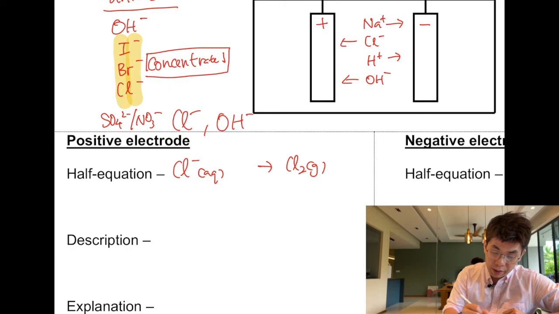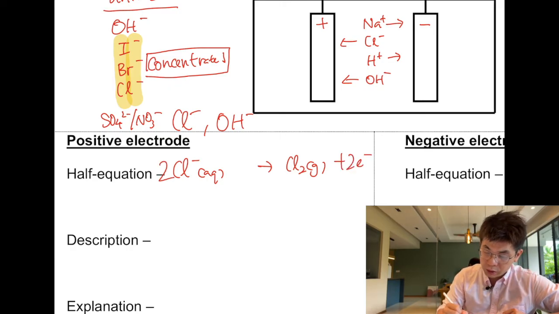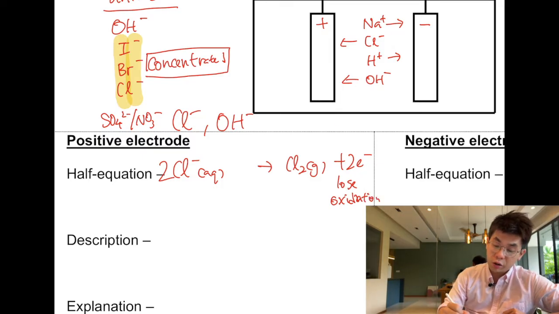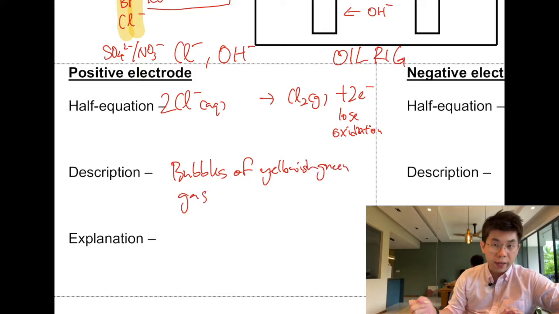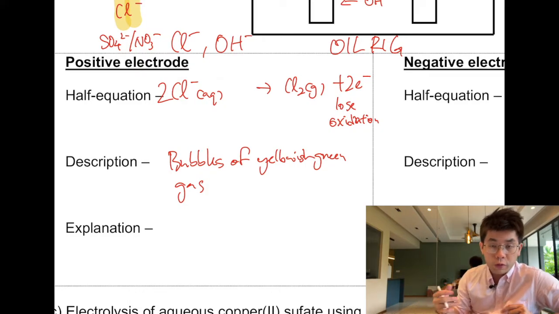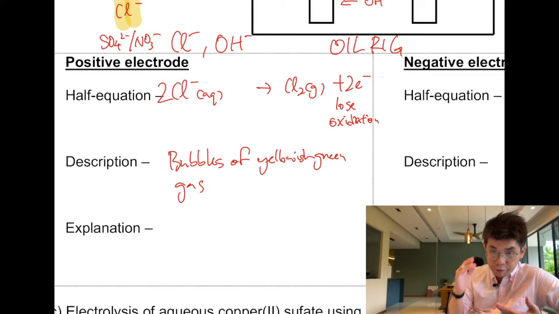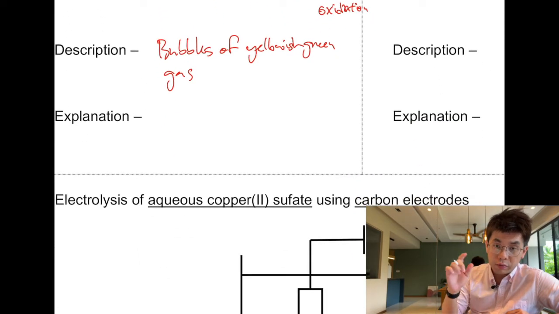Now I balance it, with 2 electrons on this side. I know this one is losing electrons, so this is oxidation. Lose electrons, oxidation, OIL RIG, just to remind all of us again. Describe it again: I see bubbles of yellowish green gas. To explain again, because of concentration, I selectively oxidize the Cl-. So location, reactant, reaction, and then product.